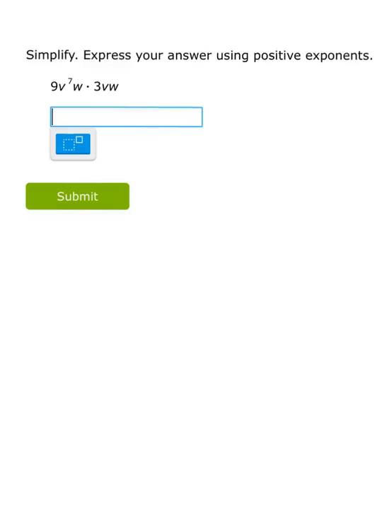No more geometry problems. We have just an expression that we need to simplify. So I have 9v to the 7th w times 3vw. So I'm going to multiply my numbers, my coefficients. 9 times 3 would give me 27. So I'm only starting with the coefficients. And then now I'm going to multiply the variables.